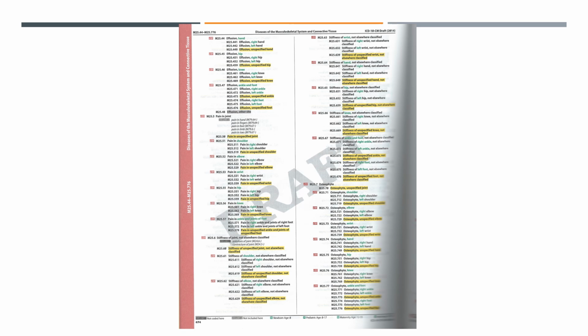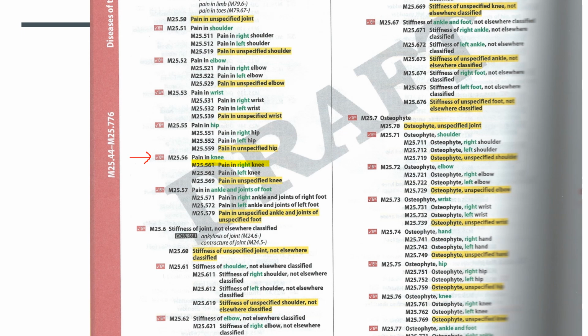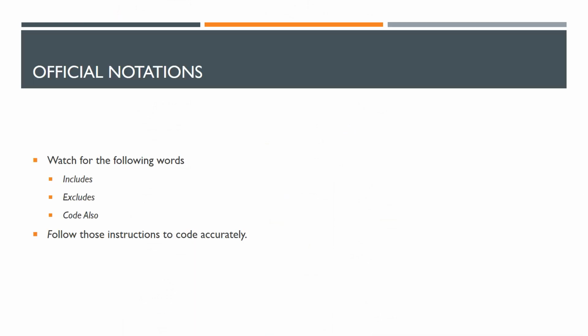Let's go back to our first example, right knee pain. In the index, this directed you to the code M25.56, and there was a check mark at the end of the code. In the tabular section, M25.56 also has a check mark next to it indicating additional characters are required. In this situation, the more specific codes with additional characters are located underneath code M25.56. Right knee pain would be coded as M25.561.